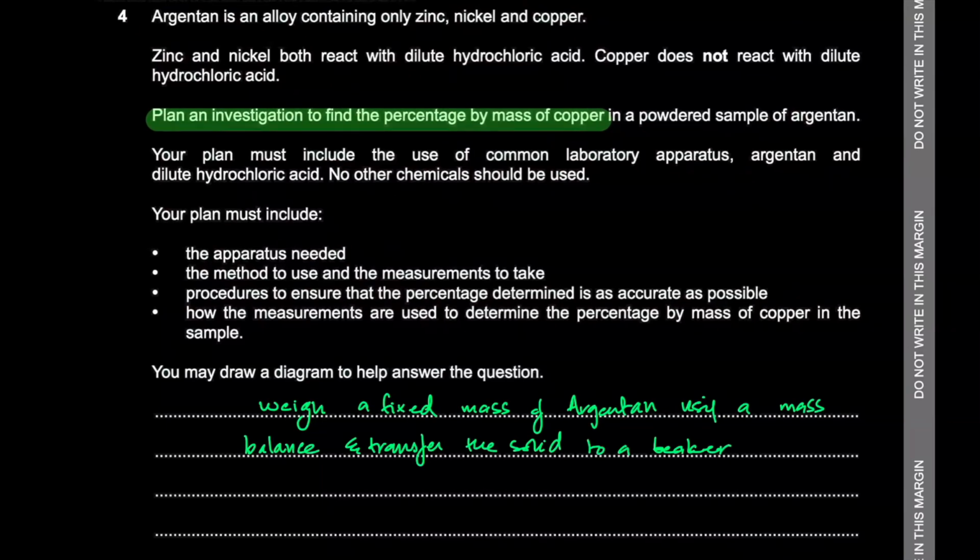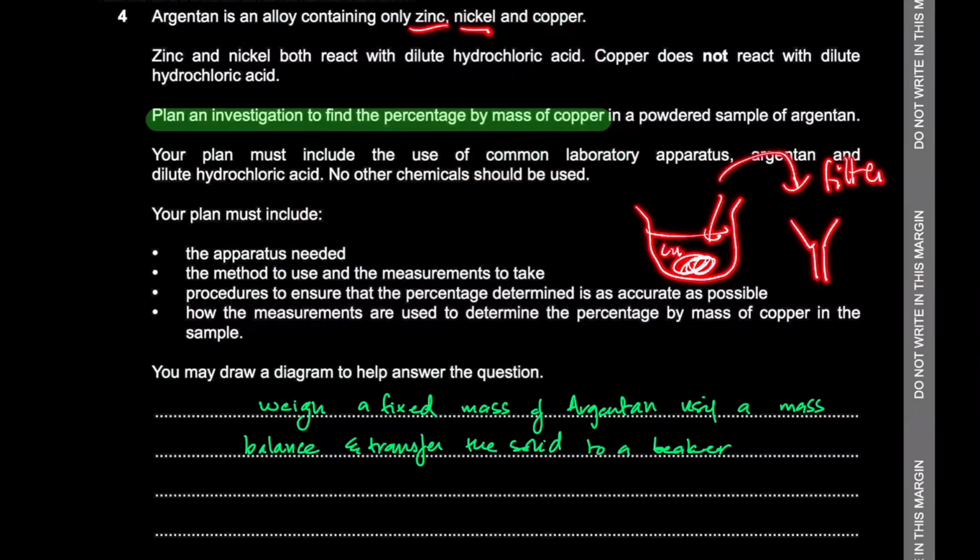Now, one thing I want you to keep in mind here is that we want to determine the mass of copper. When we add hydrochloric acid, the zinc and the nickel will react. They'll dissolve in the acid. Only copper will be left. Then we can filter, and the solid that's left behind is the residue.